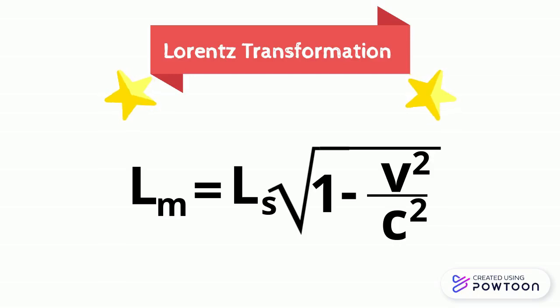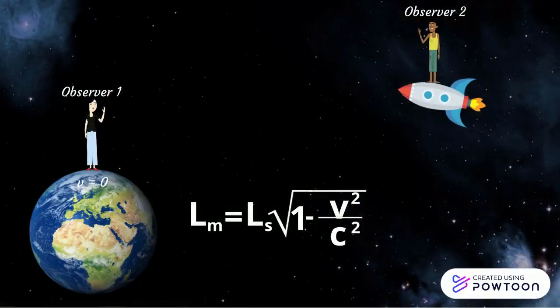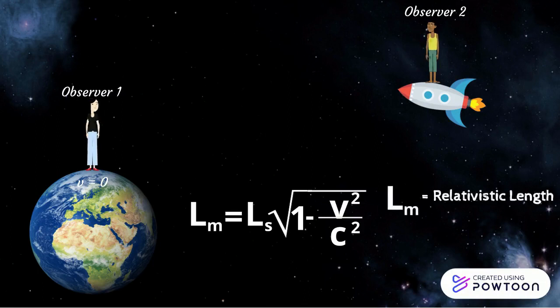Let's break it up into its different components using the example of the rocket. Starting from the left, Lm represents the relativistic length, or the length observed by the astronaut on the moving frame of reference. In the example, this value is unknown, but it can be determined with the given information.